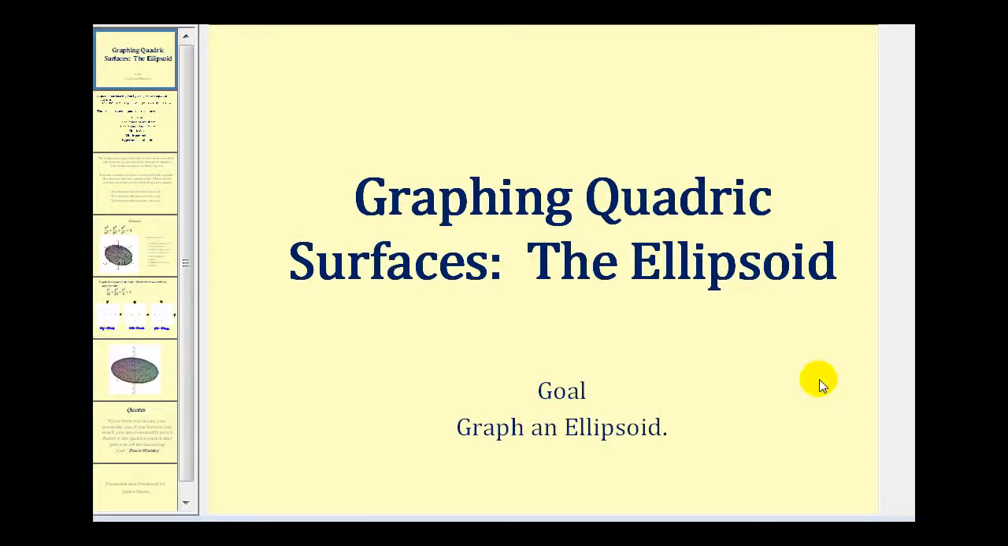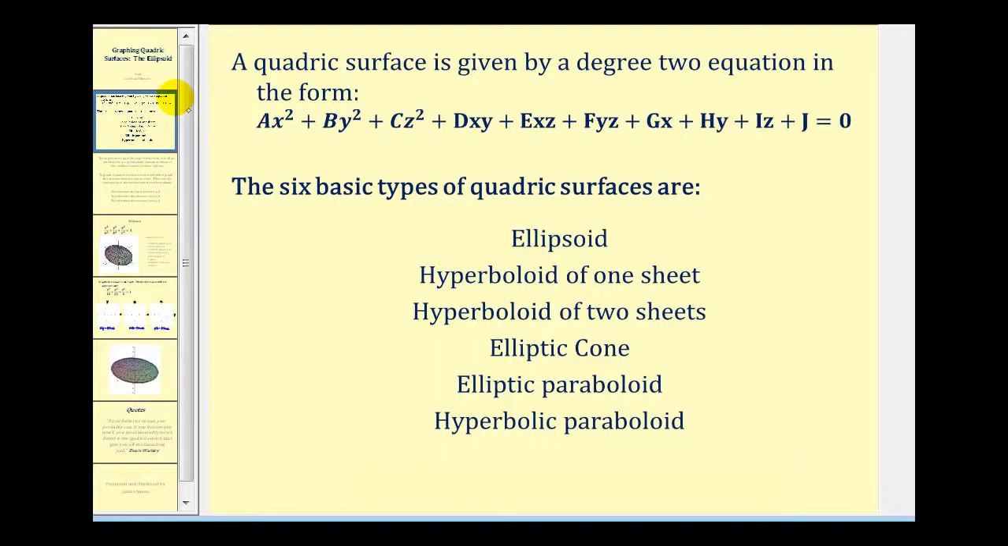Welcome to a video on graphing the quadric surface, the ellipsoid. As discussed in the introductory video, a quadric surface is given by a degree 2 equation in the following form. However, we're not going to be considering the rotation of these quadric surfaces, so our equations will not contain an xy term, xz term, or yz term. In this video, we'll focus only on how to graph an ellipsoid.